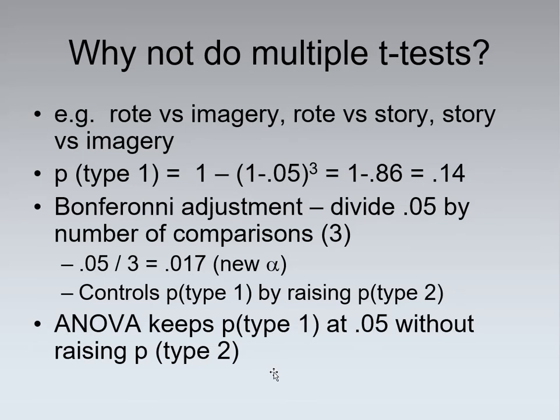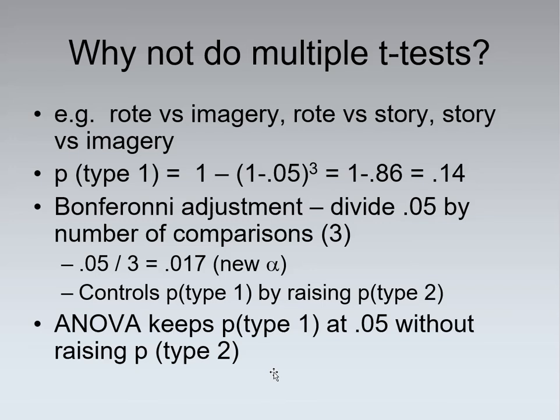That begs the question, why not just do multiple t-tests? Well, the issue is that we are going to raise our type 1 error, our family-wise error, because every time you conduct a test, you have a 0.05 chance of making that error. So in our case, you'll have 1 minus 0.95 cubed, which would give you 1 minus 0.86, which gives you a 14% chance of creating a type 1 error.